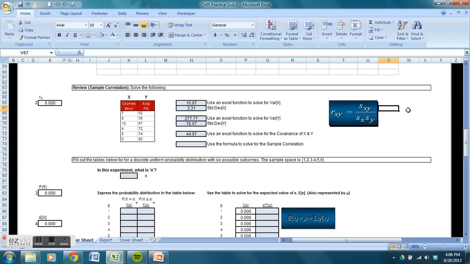Sample correlation is on the top of this function. Covariance. This is the symbol for covariance. This is the symbol for sample standard deviation of x. This is the notation for sample standard deviation of y. Deviation of x times y. And of course, we are dividing the two.